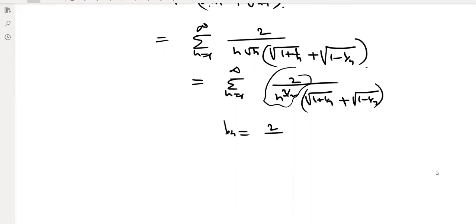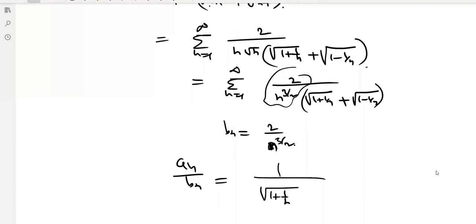See, no need to take the 2, right? The constant cannot affect the convergence. So this is nothing but your Bn, right? Therefore, what is An by Bn? An by Bn, this cancels. What you get? Root of 1 by root of 1 plus 1 by n plus root of 1 minus 1 by n. As you know, this tends to 1 by 1 plus 0, 1, 1 minus 0, 1, which is exactly 1 by 2. This is a non-zero finite limit.